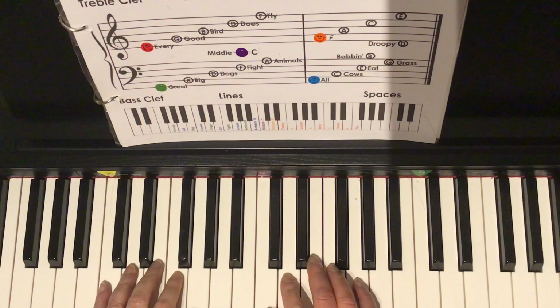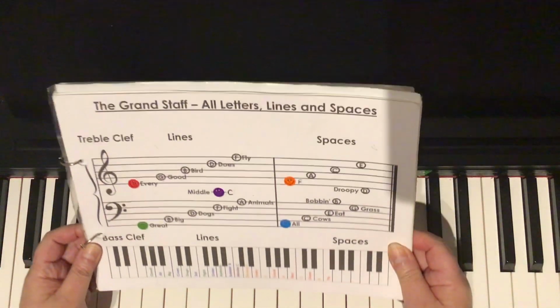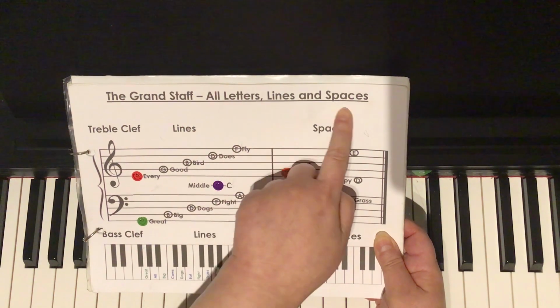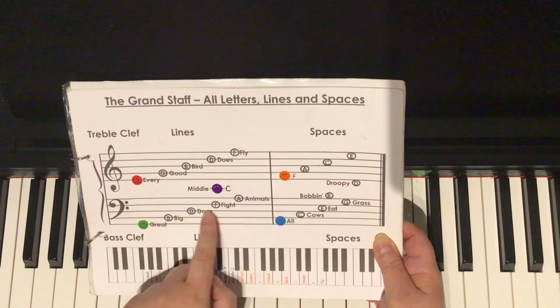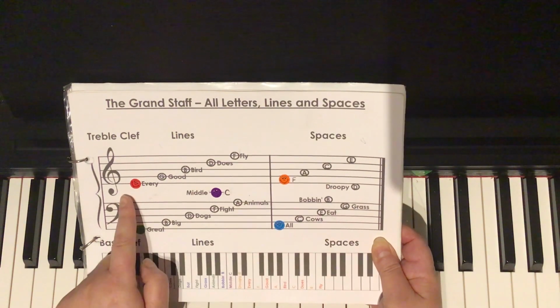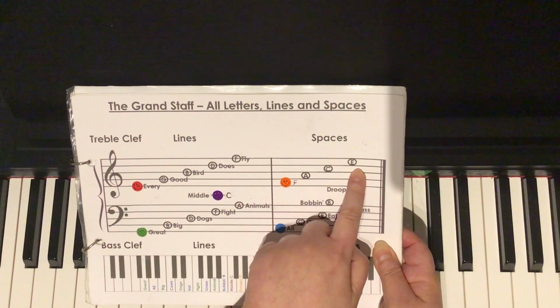Let's find all of the piano keys from the grand staff. First of all, let's take a look at the grand staff, all the letters of the lines and spaces. The bass clef lines, the bass clef spaces, the treble clef lines, the treble clef spaces.